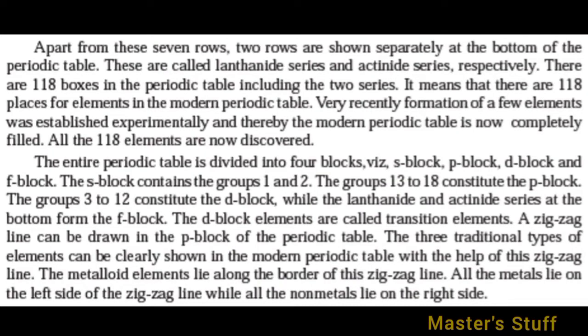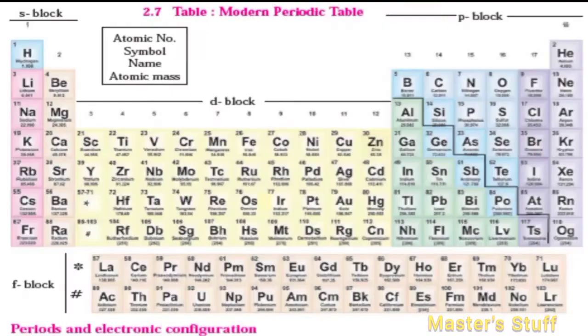Apart from these 7 rows in the modern periodic table, there are 2 more rows at the bottom of the periodic table, which are called the Lanthanide and Actinide series respectively. There are a total of 118 boxes in the periodic table, including these 2 series. The entire periodic table is divided into 4 blocks, namely S block, P block, D block and F block. Now let's take a look at the periodic table.